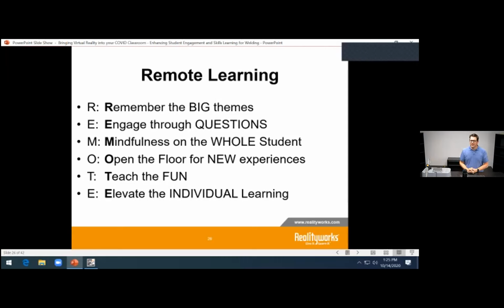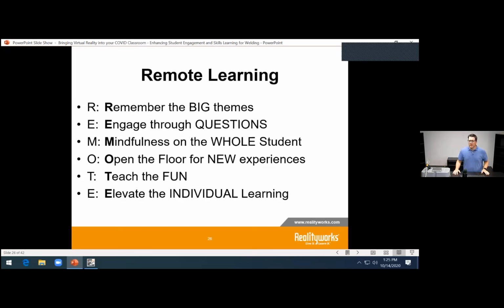Open the floor for new experiences. This is that time, and I hear you that you are looking for more and more new opportunities, and how can you help? Open the floor for new experiences. One of the things that can be used is guideWELD, a product, as you can see here. This is what you get. You get the workstation here. It hooks up to a computer. It has a software piece to it.